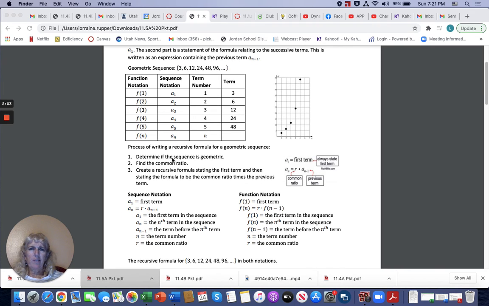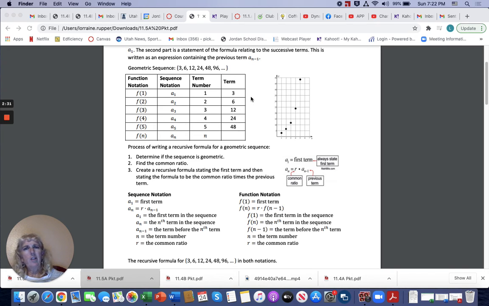Here's the process of writing a recursive formula for a geometric sequence. You always state the first term. a1 is the first term, or f of 1 is the first term, which in this case is going to be 3. Here it says determine if the sequence is geometric. So we want to take the second term and divide it by the first and see what you get. Third term divided by the second, fourth term by the third, and fifth term by the fourth.